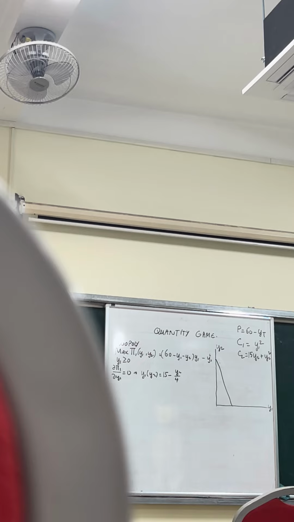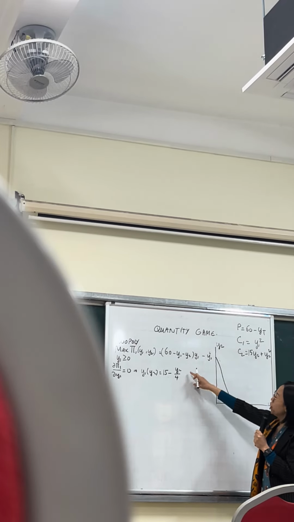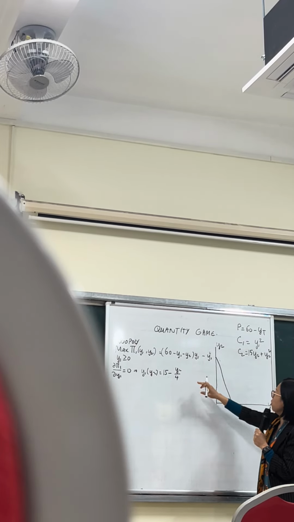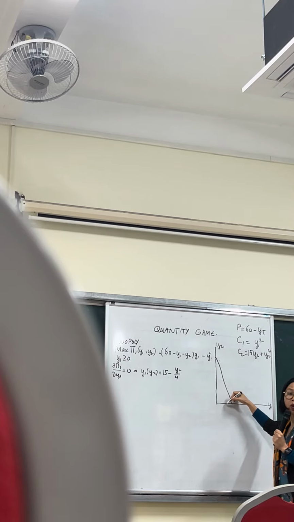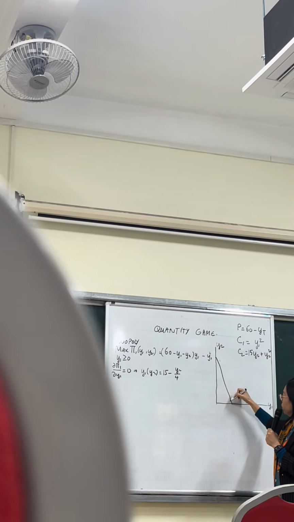Okay, so what does this straight line tell us? It tells us that when Y2 makes a choice of quantity, for example here, Y1 has a reply of choosing Y1 at this level in order to maximize its profit. Okay, here, Y1 here, Y2 here, Y1 here.